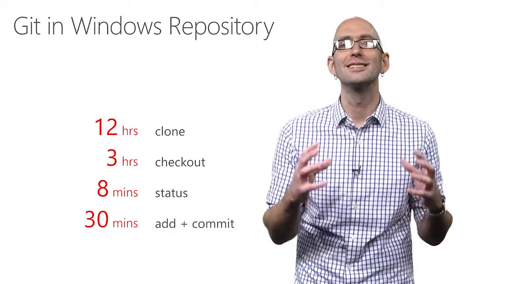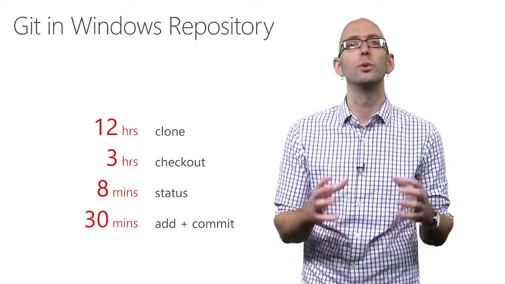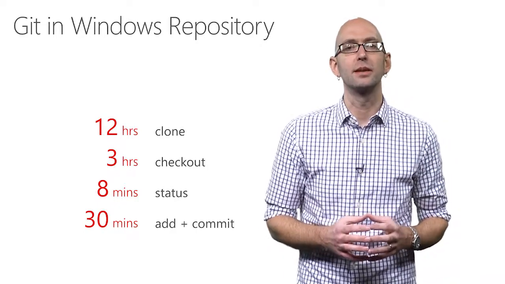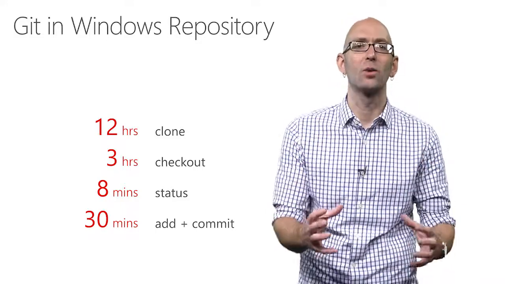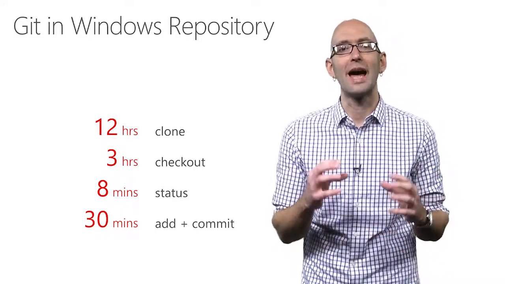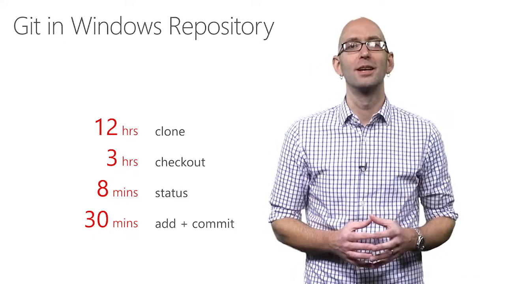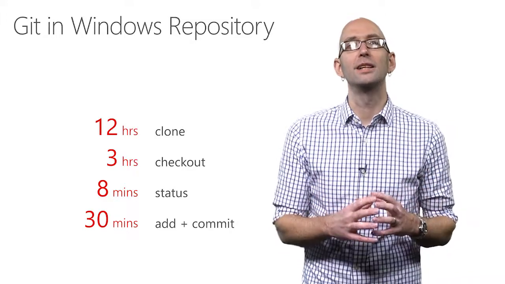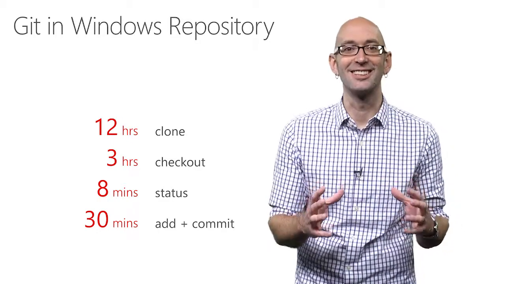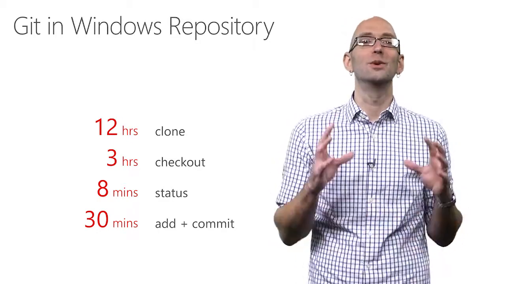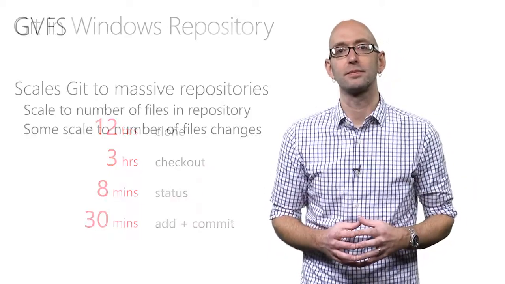The problem is that Git simply doesn't work in the Windows repository, at least not by itself. When we tried to put Windows into Git, we hit some scaling limits immediately. Even on our incredibly fast network, it took over 12 hours to clone the repository. And once we had it cloned locally, it took over 3 hours to switch branches. It took half an hour to add a file and commit it. And it took a full 8 minutes to run git status to examine the repository, just to tell us that nothing had changed. It was immediately obvious to us that Git couldn't handle the Windows repository.